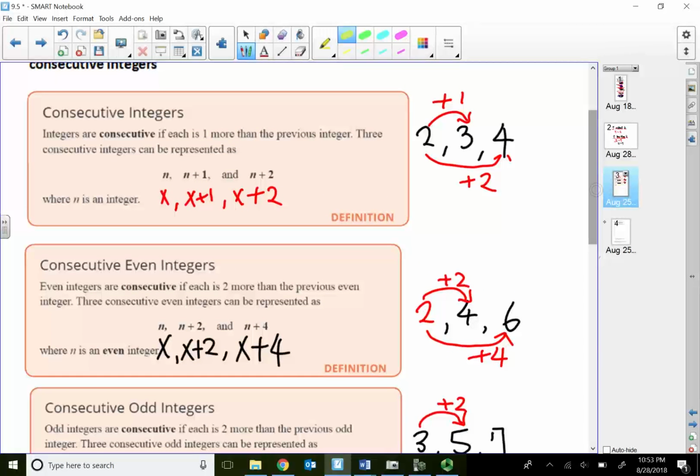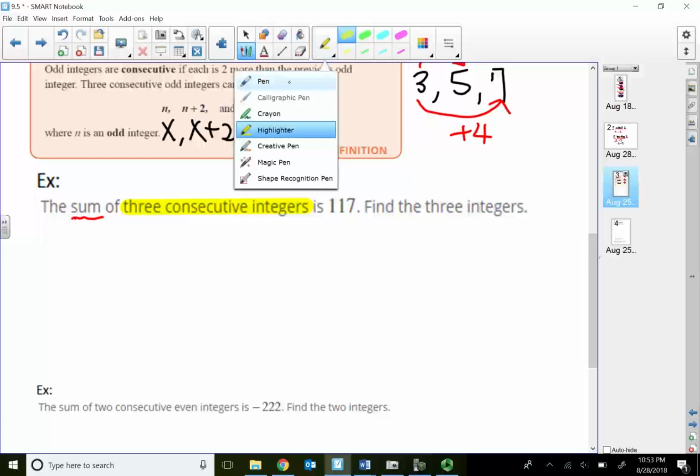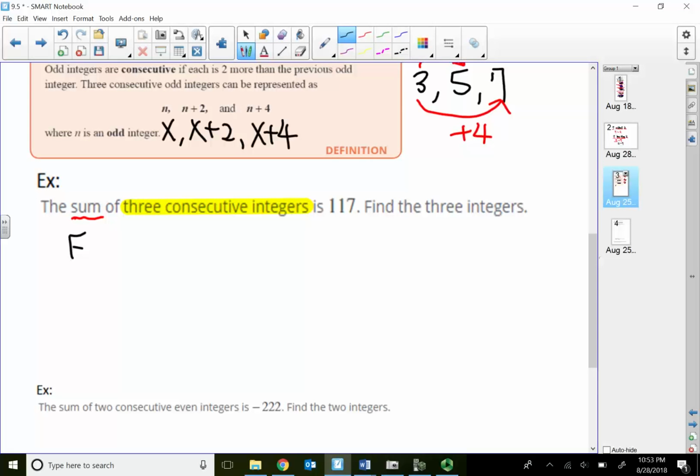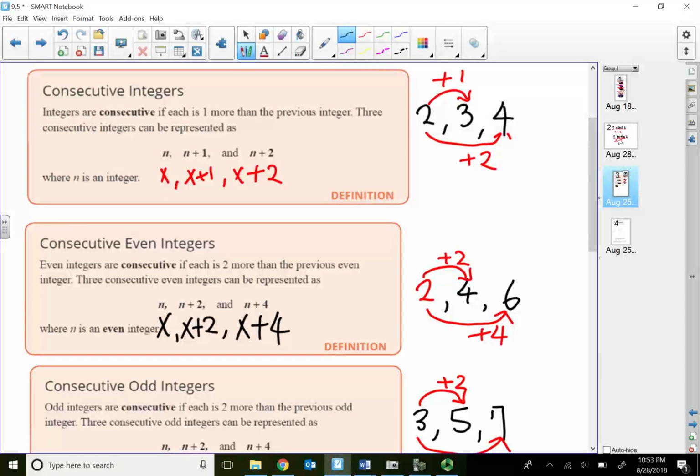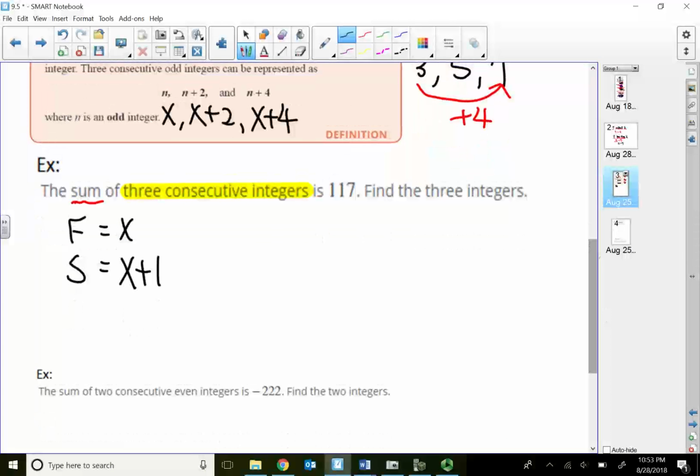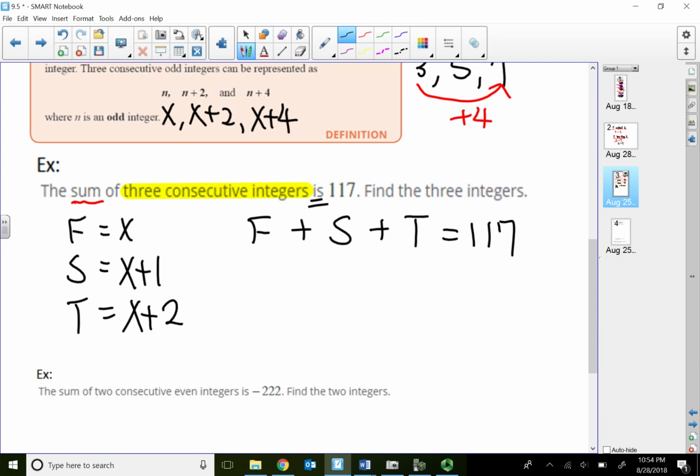For 3 consecutive integers, I'm going to say the first one is always going to be x. The second one is always going to be x plus 1. That's the way we laid it out up here. The third one will always be x plus 2. So the sum of the 3 means the way we're going to write the equation is to take the first one plus the second one plus the third one together. The sum of all 3 of them equals 117.